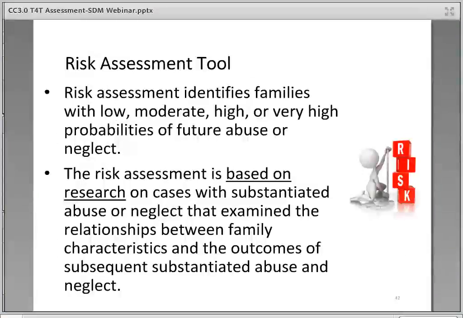The risk assessment tool identifies families with low, moderate, high, or very high probabilities of future abuse or neglect. The risk assessment is based on research on cases with substantiated abuse or neglect that examine the relationship between family characteristics and the outcomes of subsequent substantiated abuse and neglect. This tool is completed during the course of an initial child welfare investigation.